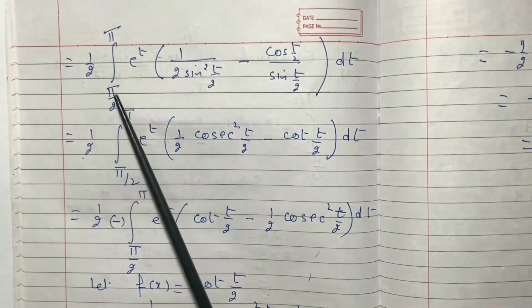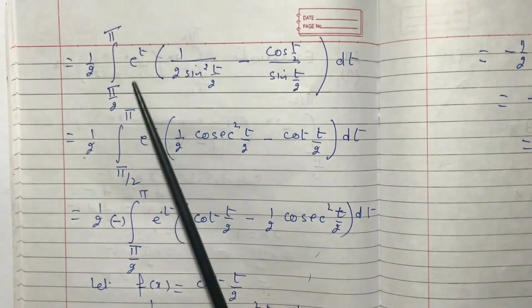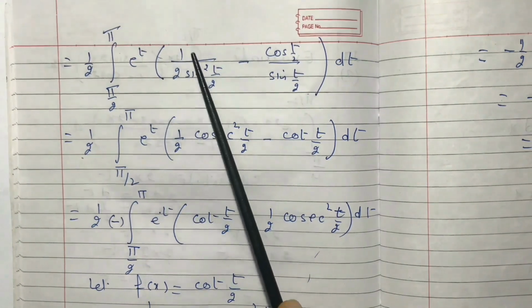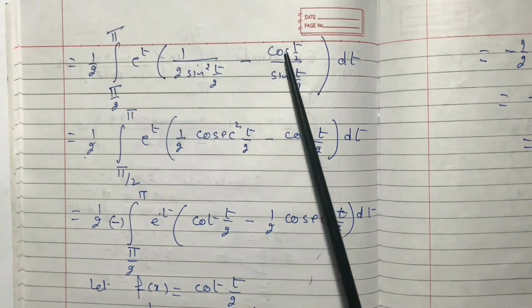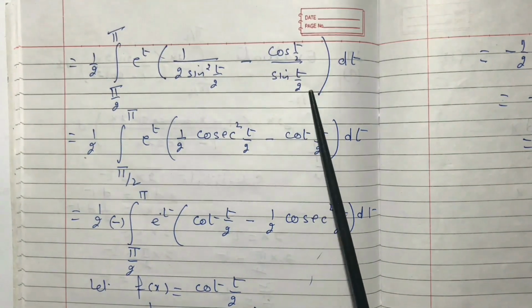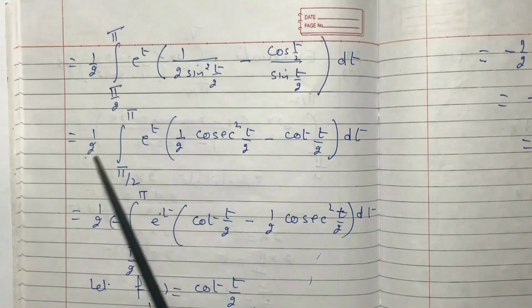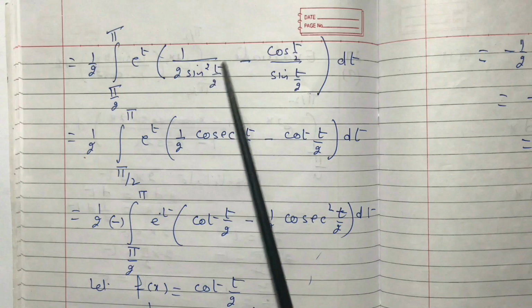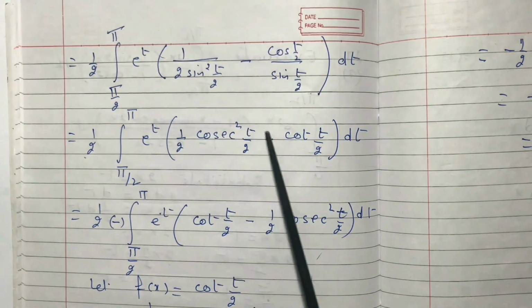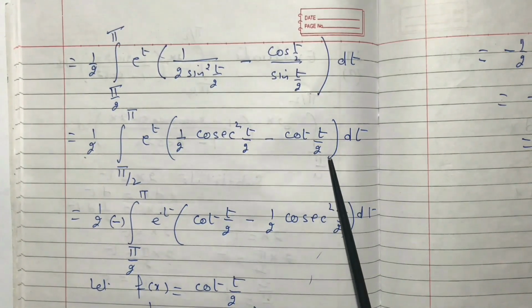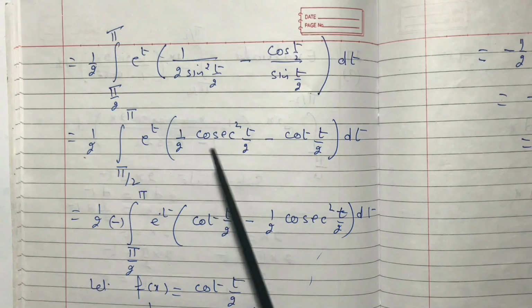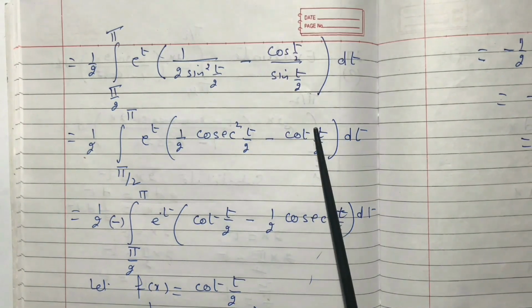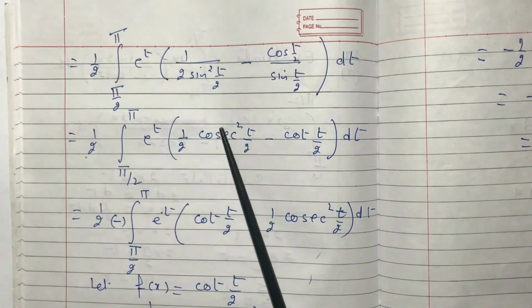1 by 2 integral from pi by 2 to pi of e to the power t. In the bracket, I'll have 1 upon 2 sin square t by 2 minus cos t by 2 upon sin t by 2. Now this is equal to 1 by 2 integral from pi by 2 to pi of e to the power t, and this becomes 1 by 2 cosec square t by 2 minus cot t by 2. Now if I take this as f(x), then this becomes f dash x.